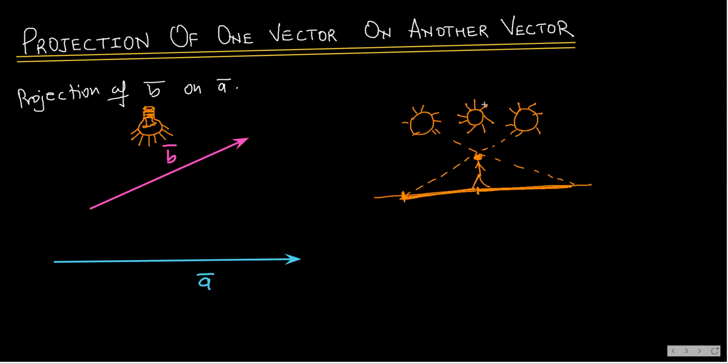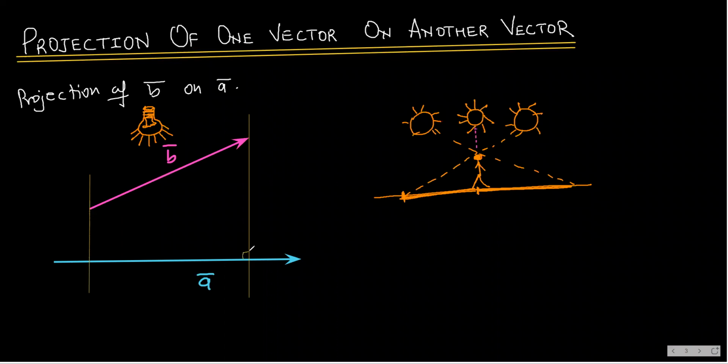So exactly this way, you have the sun just over your head. Think of the light source above vector b bar. Now what happens is, from the extreme points of vector b bar, you draw perpendiculars.